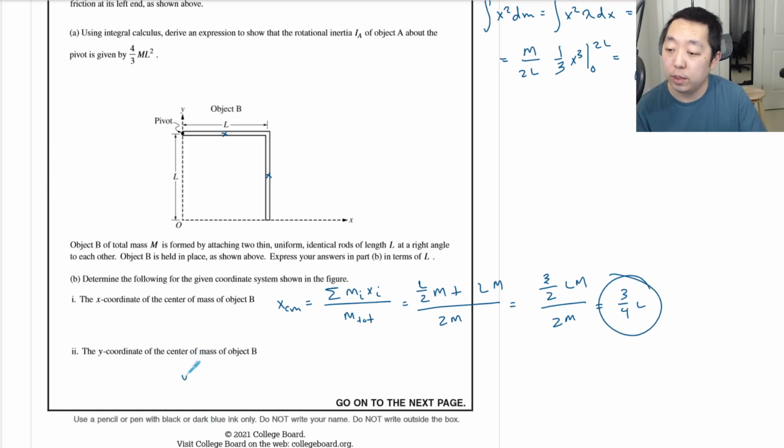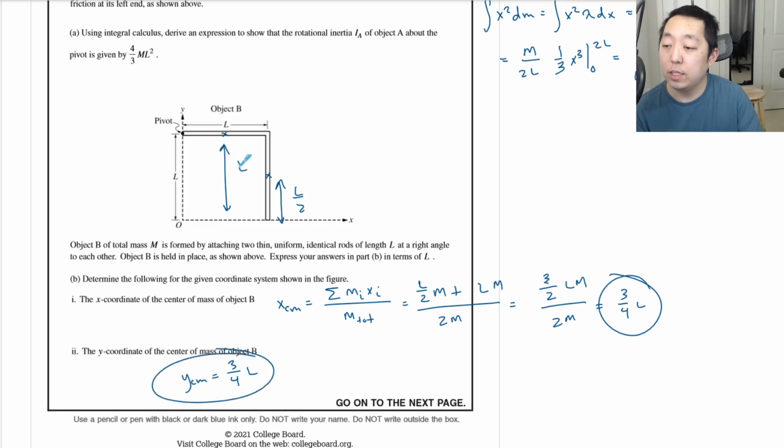The y coordinate of the center of mass is going to be exactly the same, because one rod is located at a height of L over 2, and the other is located at a height of L. So you can do the exact same calculation. It's also at 3/4 L. That means the center of mass is somewhere located around here. It's okay that it's not on the object. That might feel a little weird, but it is okay for the center of mass to not be physically attached to the object.